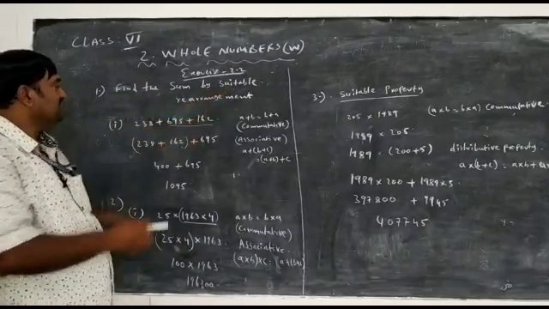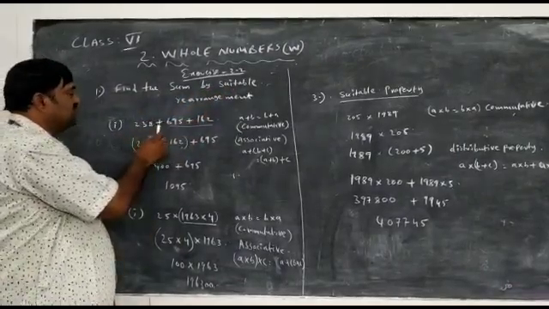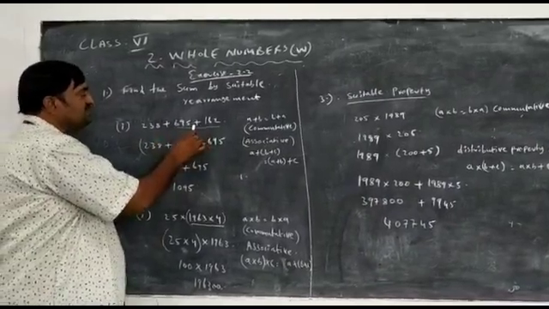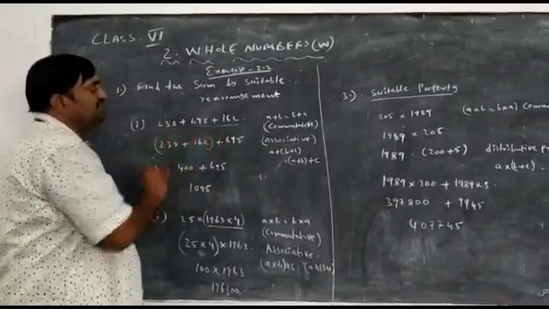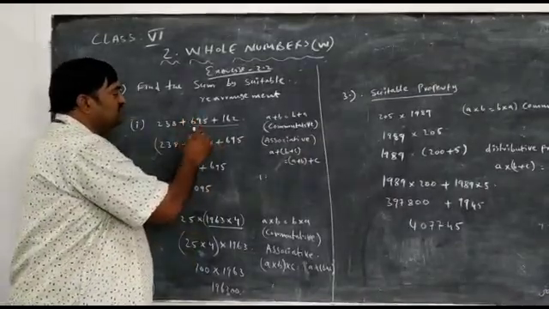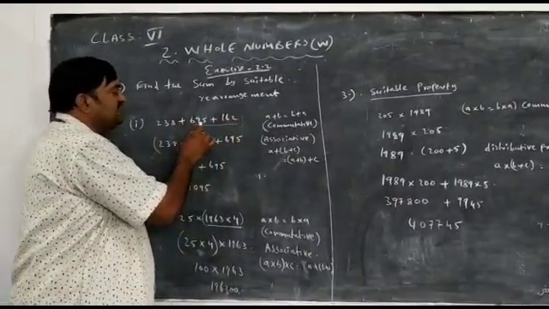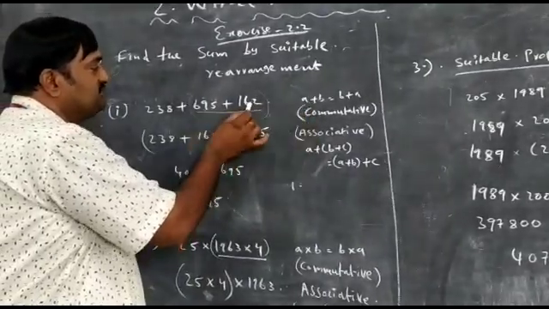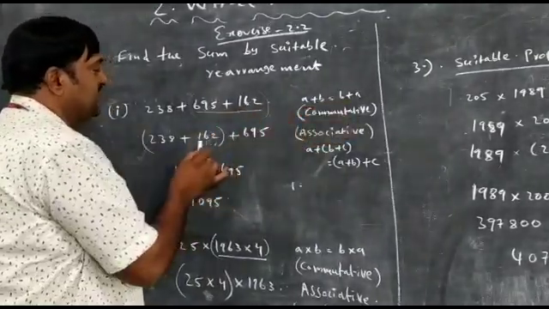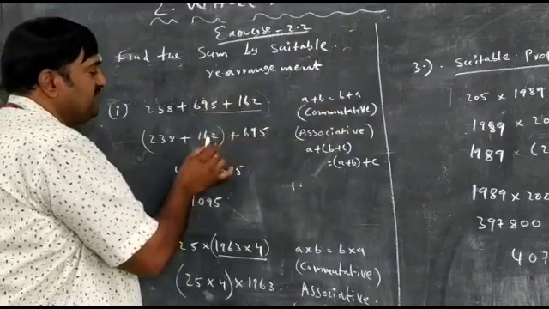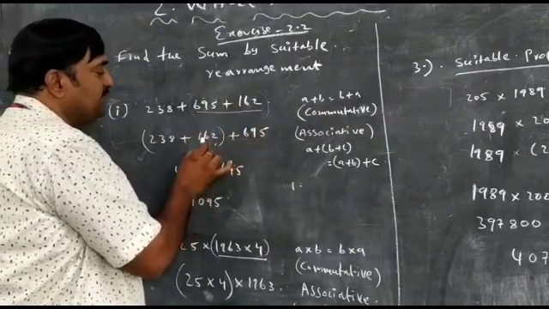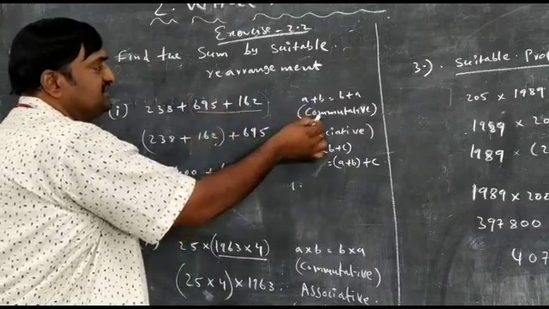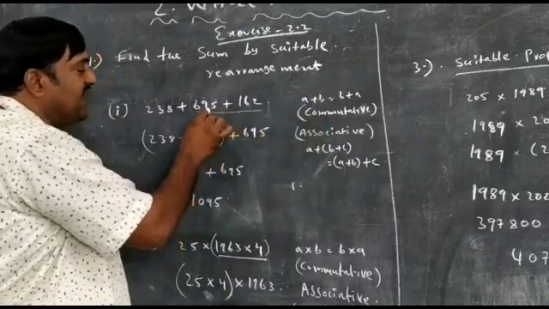Here they gave one sum: 238 plus 695 plus 162. In this sum we want to do a rearrangement. Now see here, I took these two numbers, 695 plus 162, and rearranged them. A plus B I change into B plus A. This is the commutative property I applied.